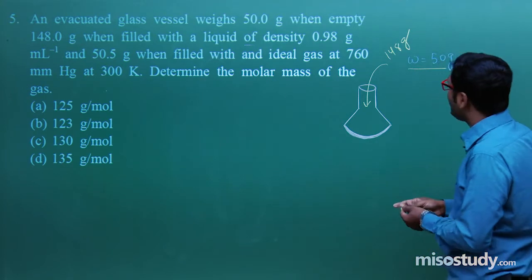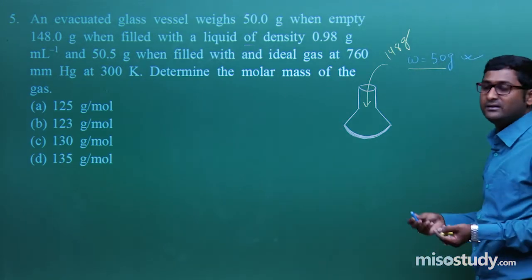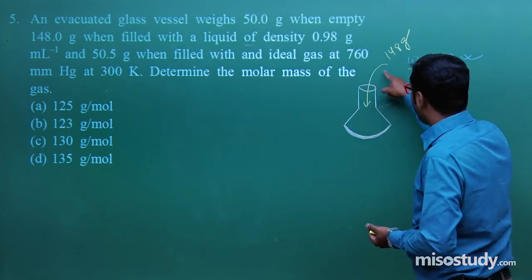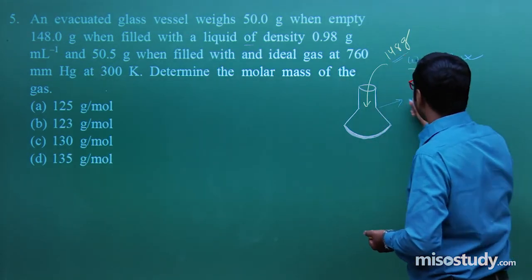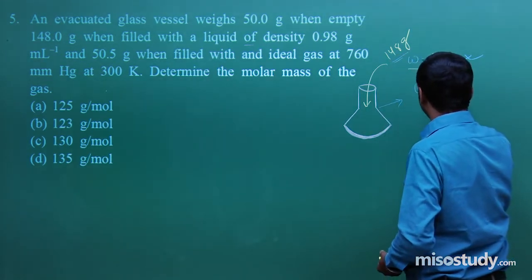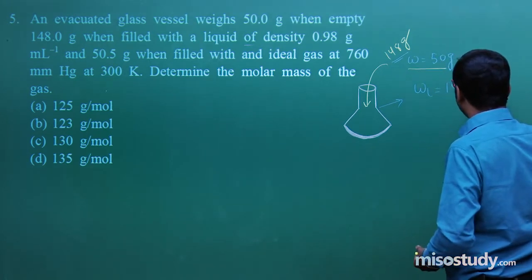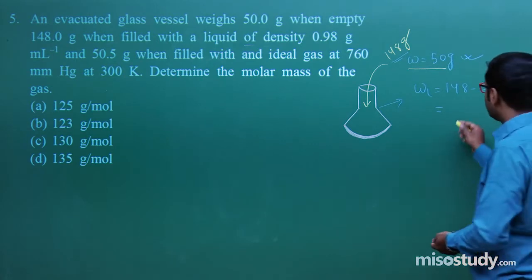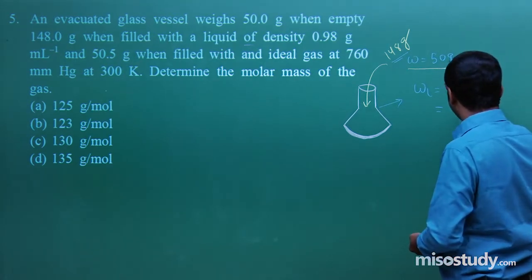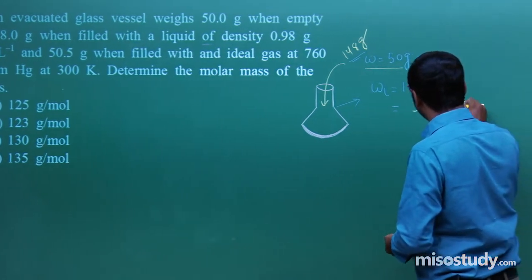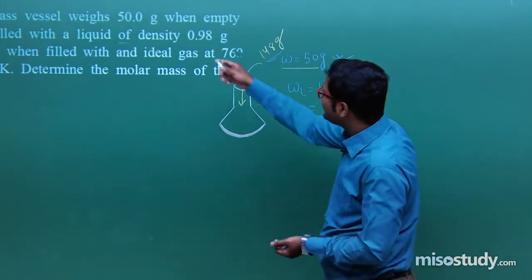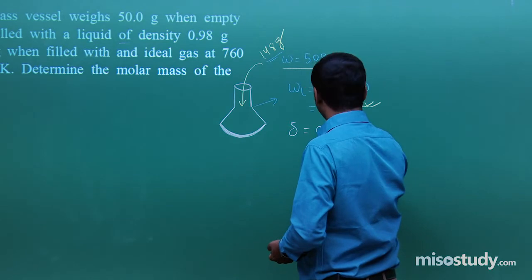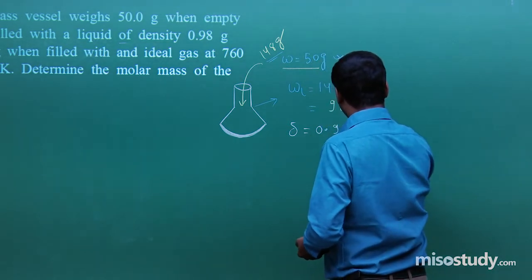Clear to you? So what is the weight of the liquid? Very simple. Flask is 50 gram and with liquid 148 gram. So weight of the liquid, what will happen? 148 minus 50. Am I right friend? So this will equal 98 gram. This is the weight of the liquid. Now what is the density given? Density is equal to 0.98 gram per ml.